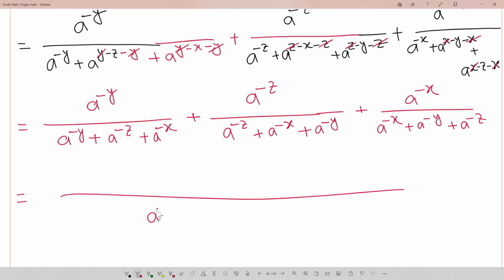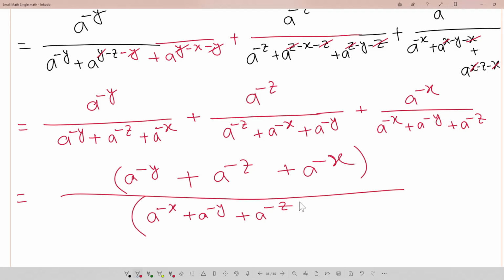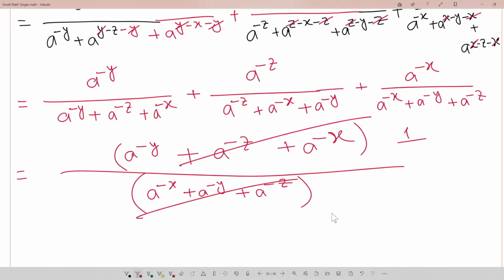Once we make the LCM, a to the power minus x plus a to the power minus y plus a to the power minus z, right? So here is a to the power minus y plus a to the power minus z plus a to the power minus x. So numerator and denominator are the same, so we can divide each other, so we will get 1. So our answer is what? 1. Very interesting math, and I love this math.